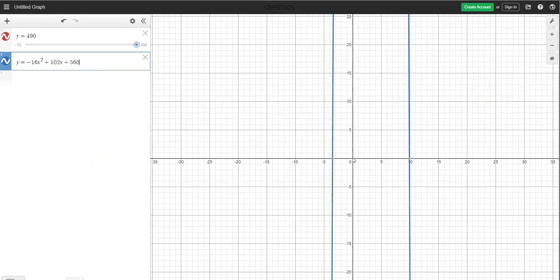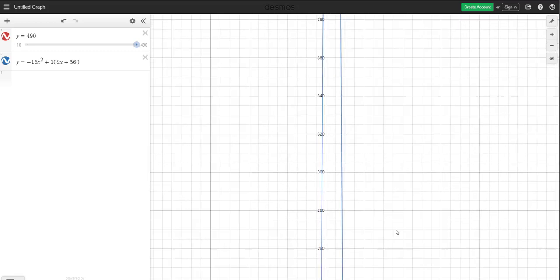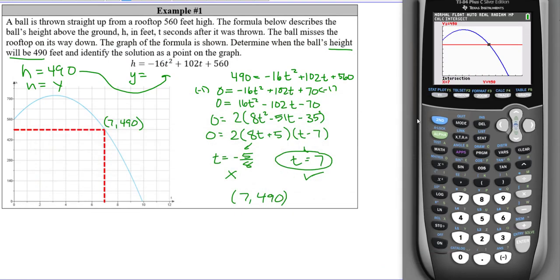Okay, so we could do the same thing. Let's go find, boom, it's going to be like way up here because Desmos is like that. So we are looking for that line at 490. We're looking for this point right there, 7, 490. So these two little utilities are going to be very helpful for you to use for this section. Okay, all right, so enough of that. Let me bring this down and pop this back up. We're going to go to the next example.